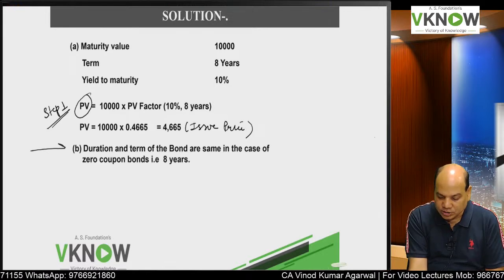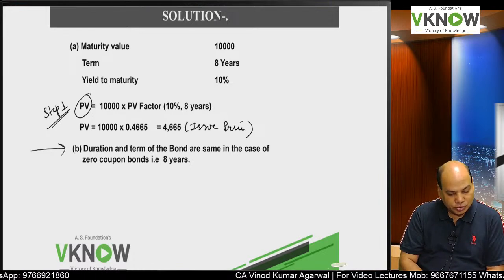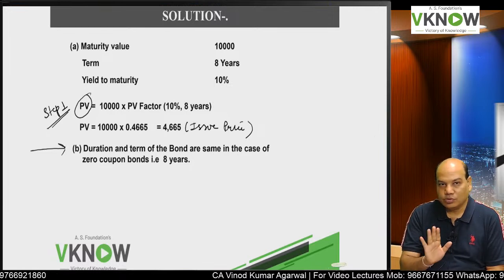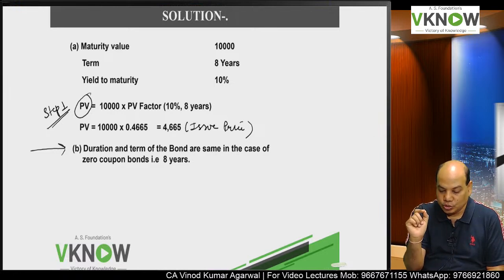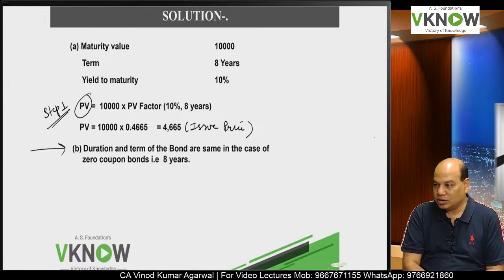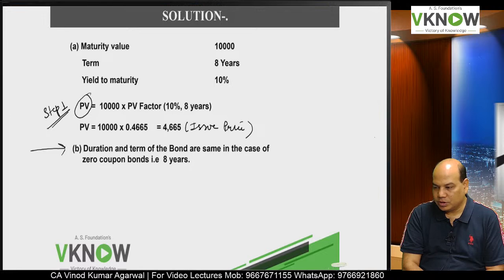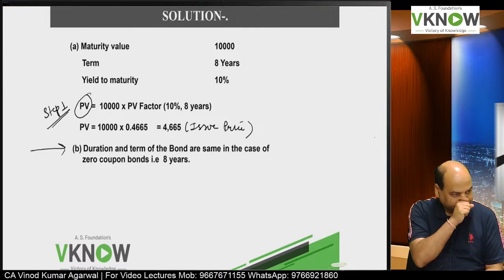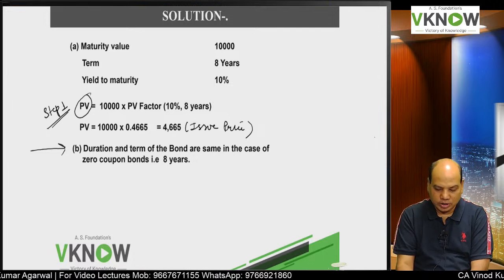Second answer is the simplest question ever heard. What is the duration of this zero coupon bond? So you don't have to do any calculation. Okay, enjoy. Just write one line. Duration and term of the bond are the same in the case of zero coupon bonds, that is 8 years. So duration is equal to 8 years.